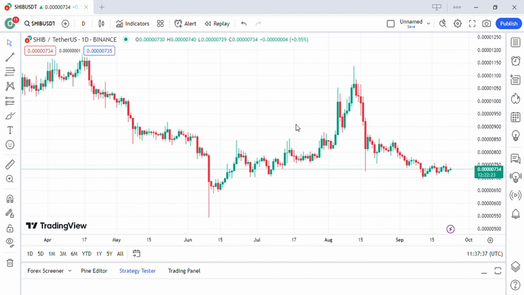Make sure you have TradingView on your device. I want to show us a very simple yet very effective way to spot this buying on Shiba Inu. So I'm going to be sharing two indicators with us, and I will explain how they work very quickly.